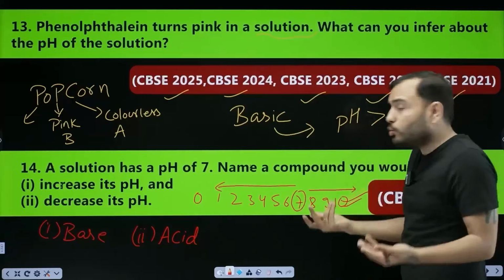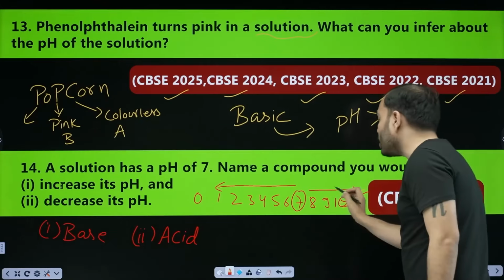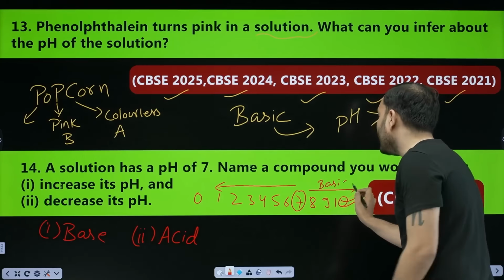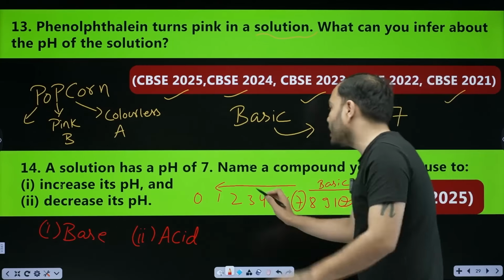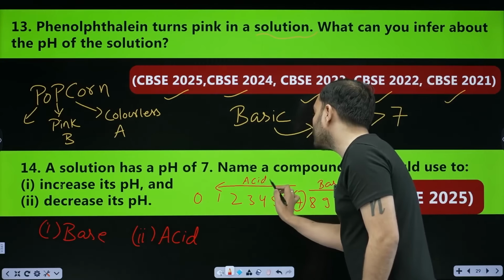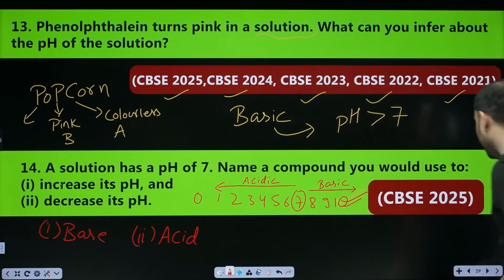It says that the pH is to be increased. Then increase it. How is the solution when pH is more than 7? Basic. So what should we add in it? Base. Now it's saying the pH is to be reduced. How is the solution then? Acidic. So add acid. It's here.